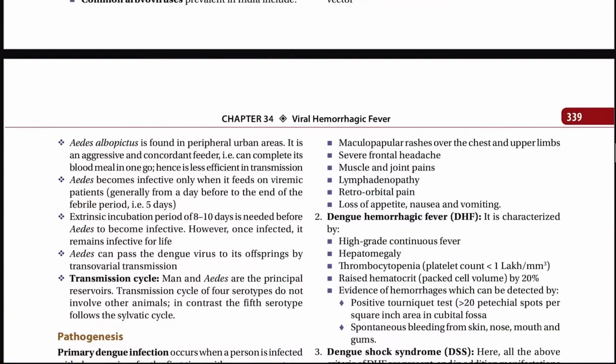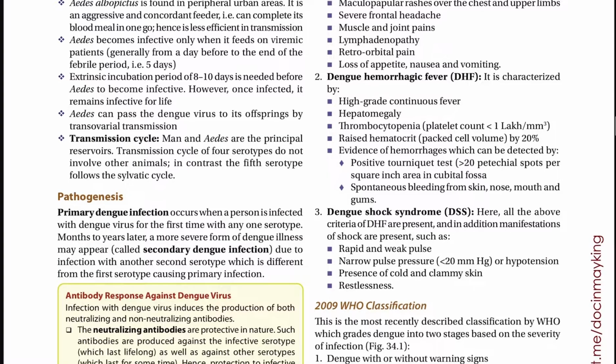In dengue hemorrhagic fever, there's high grade fever, hepatomegaly, thrombocytopenia, a rise in hematocrit by 20%, and hemorrhages, with spontaneous bleeding from the skin, nose, mouth, and gums. Dengue shock syndrome is similar to dengue hemorrhagic fever. The severity is high without any warning signs. This is a severe type of dengue. Serotype 1 is followed by serotype 2 in both dengue hemorrhagic fever and dengue shock syndrome.